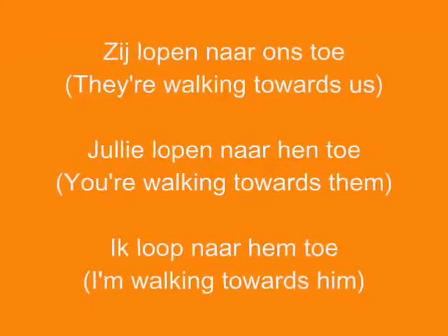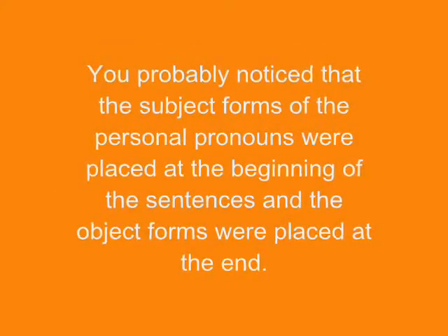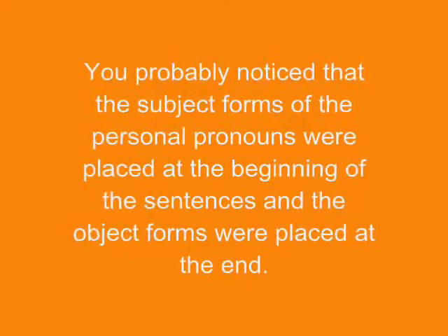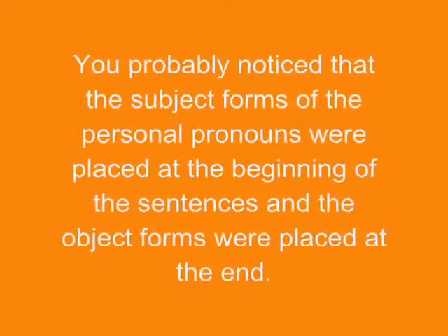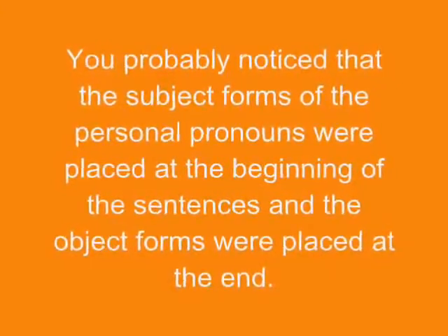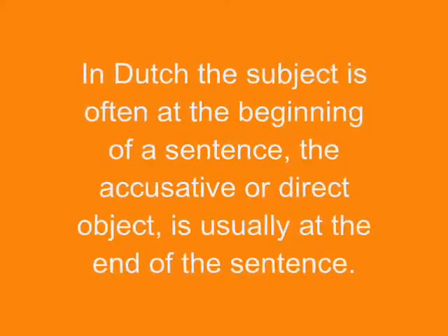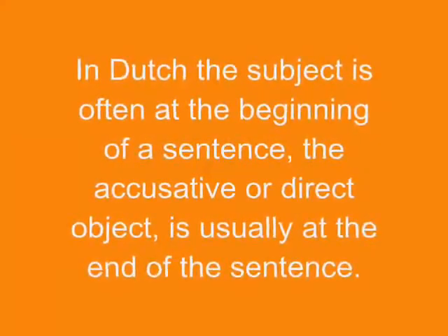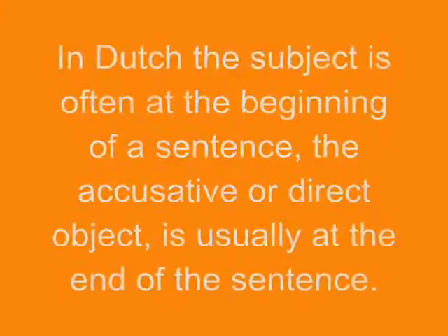I'm walking towards him. You probably noticed that the subject forms of the personal pronouns were placed at the beginning of the sentence, and that the object forms were placed at the end of the sentence. In Dutch, the subject is often at the beginning of a sentence. The accusative or direct object is usually at the end of the sentence.